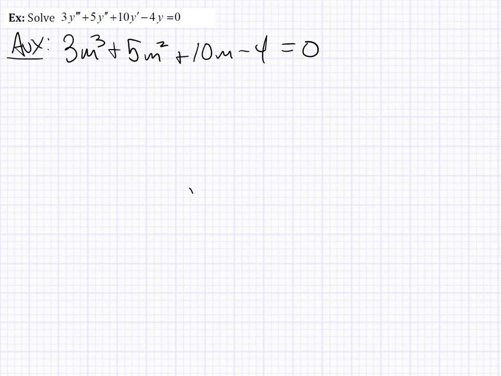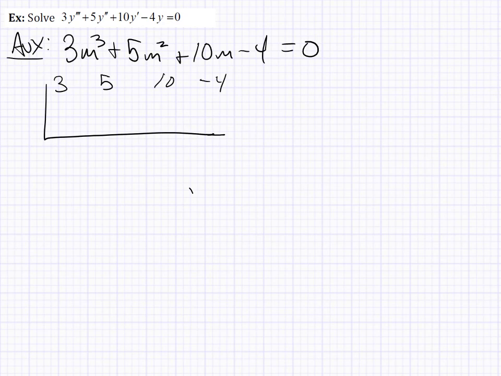Well, one way you learned how to factor was through synthetic division. And so I can sit here and say, okay, let's do synthetic division. 3, 5, 10, negative 4. If this does not look familiar to you, you're going to need to go back and review this. You can go back to my website with some pre-calc videos, and I do synthetic division thoroughly in there. You can go back and look at that.